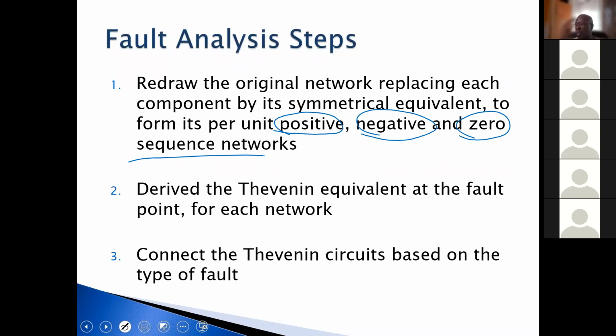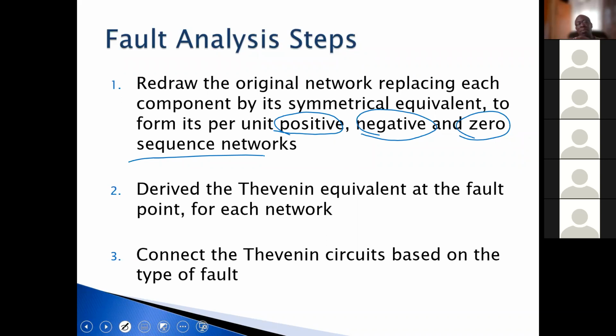Luckily for you, because we are not specializing in power systems, you are doing general electrical power systems rather than power systems analysis, I am not requiring of you that you develop your own symmetrical networks.